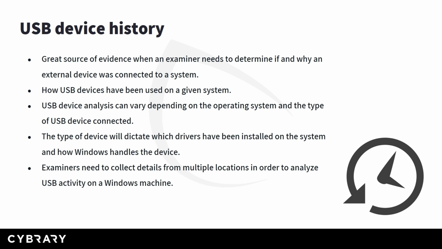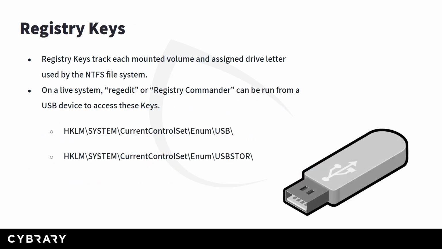Typically, for USB mass storage devices, examiners need to collect details from multiple locations in order to analyze USB activity on a Windows machine. Registry keys track each mounted volume and assigned drive letter used by the NTFS file system. Information concerning any external devices, such as USB devices, CD/DVD drives, external memory cards, digital cameras, among others, that had previously been attached to the system will be recorded in certain registry keys.